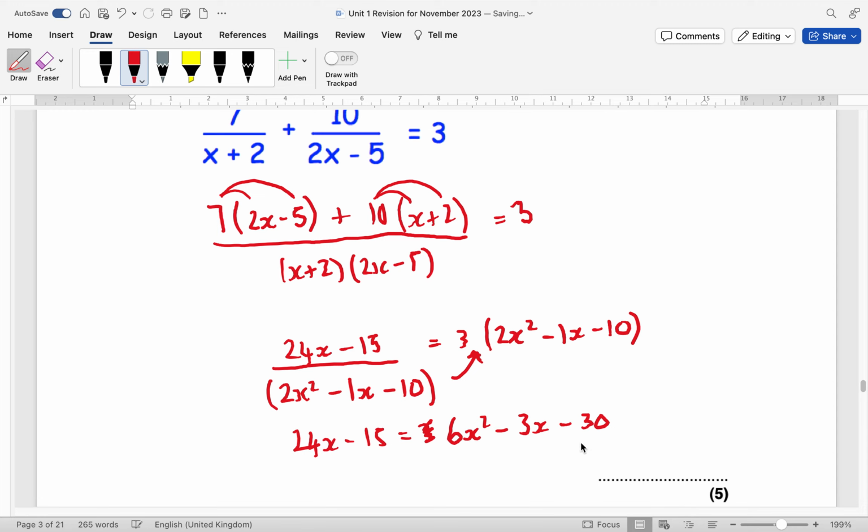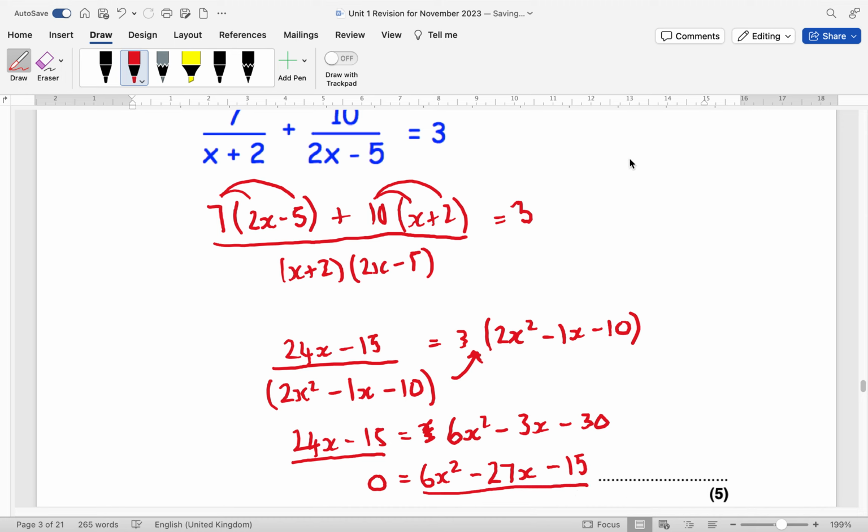But if I see a quadratic, like I said earlier, I can't have it equal to this. I need it equal to 0. So both these things need to go over. The 24x will take away from the 3x to make minus 27x. The minus 15 will add on to the minus 30 to give minus 15. Okay? Now you've got yourself a quadratic that can be solved.